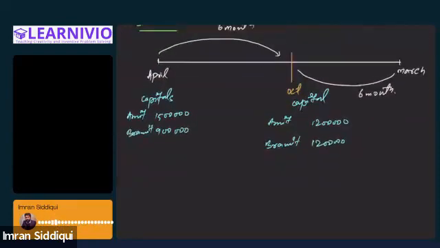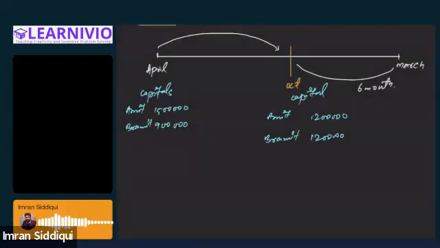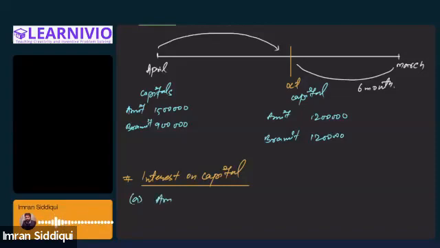So what we'll do, we'll calculate interest on capital. First of all, let me calculate the interest on capital for Amit. Then I'll calculate the interest on capital for Brahmit. Interest on capital for Amit.